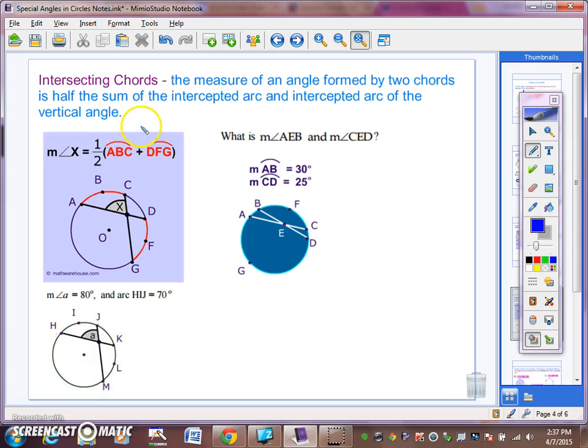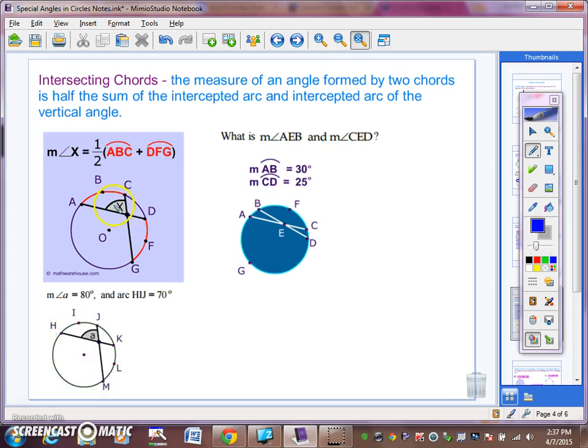Intersecting chords. Okay, so here we have two chords that are intersecting. The angle formed by the two chords is going to be half the sum. Sum means to add. The intercepted arc. Okay, so here's the intercepted arc at ABC, and the intercepted arc of the vertical angle.